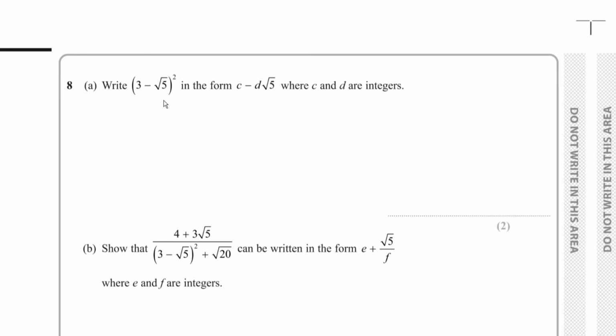Question number 8, part A. Write 3 subtract root 5 all squared in the form c subtract d multiplied by root 5, where c and d are integers.